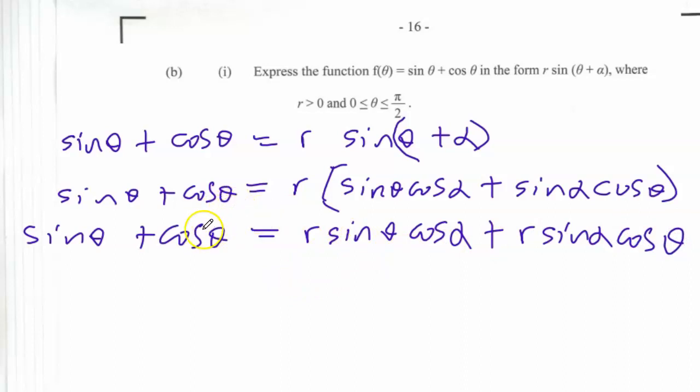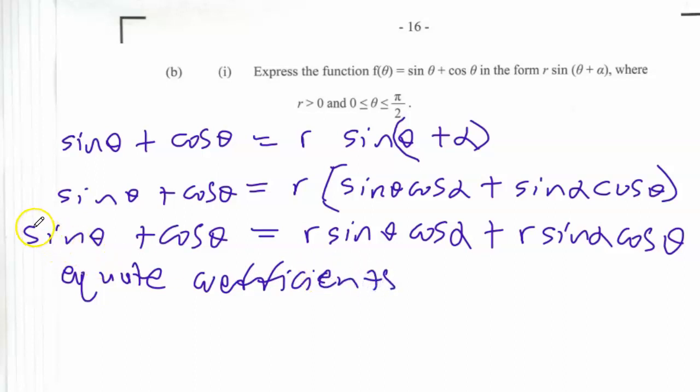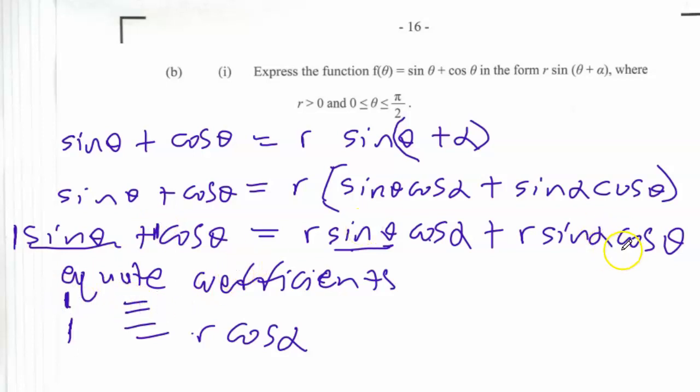Now we can equate coefficients for sine theta and cos theta. Now for the sine theta, on the left hand side, the coefficient is 1. On the right hand side, for sine theta, the coefficient is r cos alpha. On the left hand side, for cos theta, the coefficient is 1. And on the right hand side, for cos theta, the coefficient is r sine alpha.